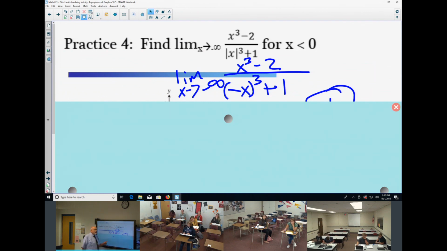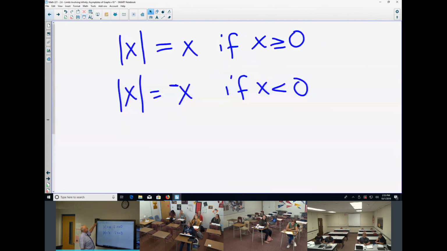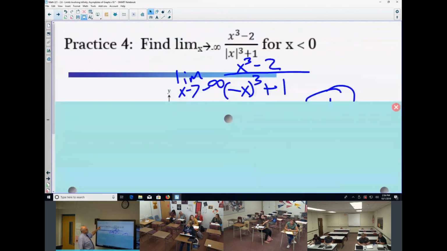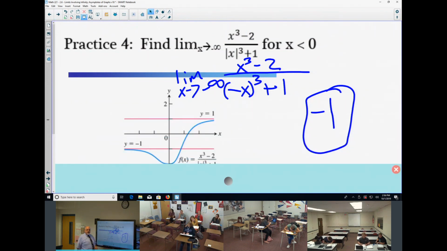-1. Because, see, let's go back to the screen with the horizontal asymptotes. With the horizontal asymptote, if the powers are the same, then the horizontal asymptote is y equals a over b, where a and b are the leading coefficients. And that's going to be the limit as x approaches either positive or negative infinity. And so with this, since the powers tie, the leading coefficient is 1 over -1, and so it's going to be -1.